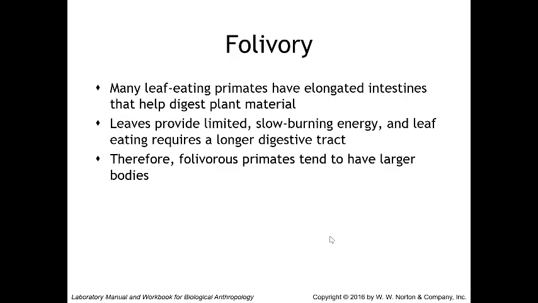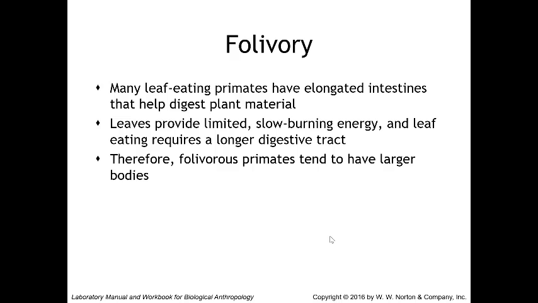It's an elongated intestine, which means the food, that bolus of food, will stay in that intestinal tract a lot longer so they can extract the maximum amount of nutrients from that bolus of food. Leaves provide limited, slow-burning energy, and leaf eating requires a longer digestive tract.